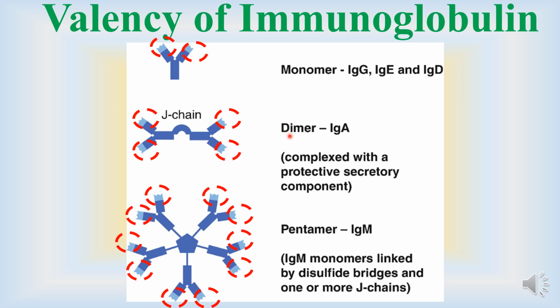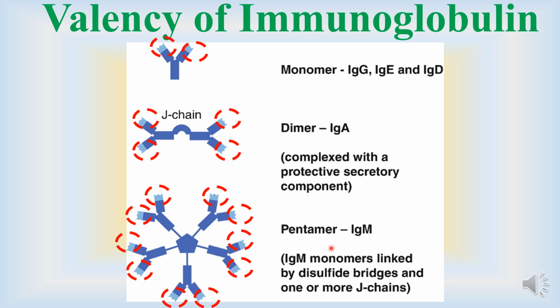The dimeric immunoglobulin is immunoglobulin A. It is joined by the joining chain or the J chain, and it has two units of immunoglobulin, so the valency will be 4: 1, 2, 3 and 4. It is complex with a protective secretory component, and it is found in all secretions including the colostrum.